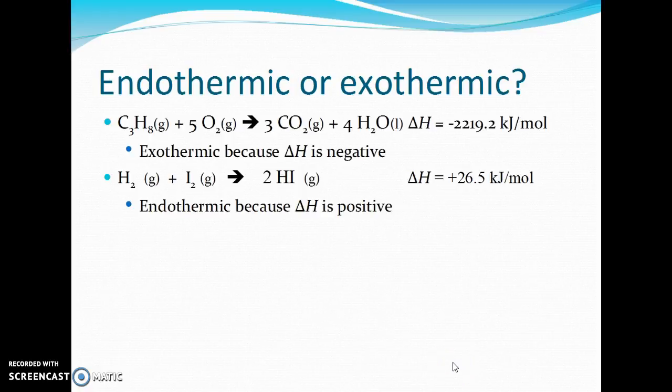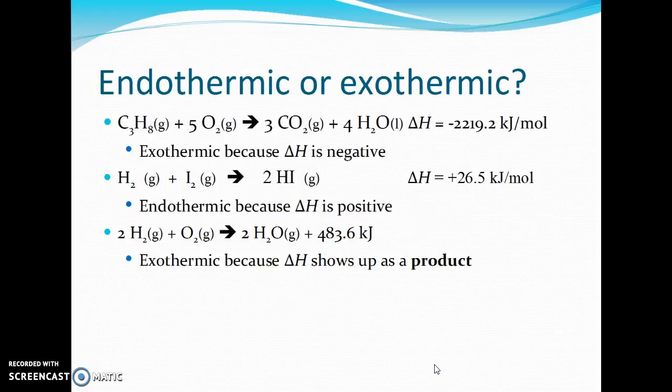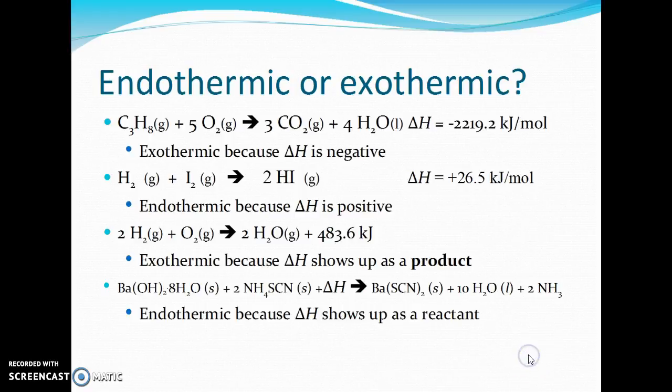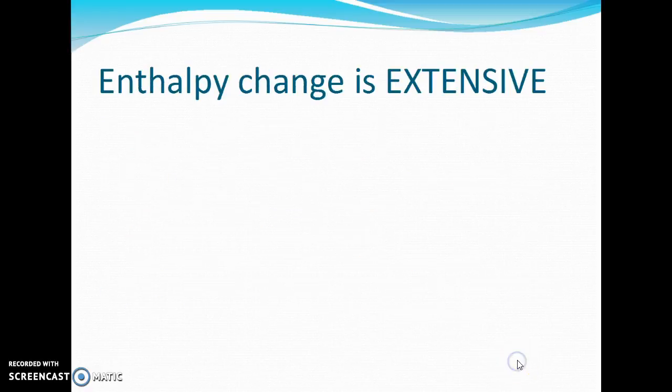Now there's a different way to show the delta H as part of a reaction, and here's one of them. This is exothermic because delta H shows up as a product. That must mean that the product energy here is less than the reactant energy. Here's another one. We don't have a number, we just show delta H on the left of the arrow. So this is endothermic. Delta H is shown as a reactant.